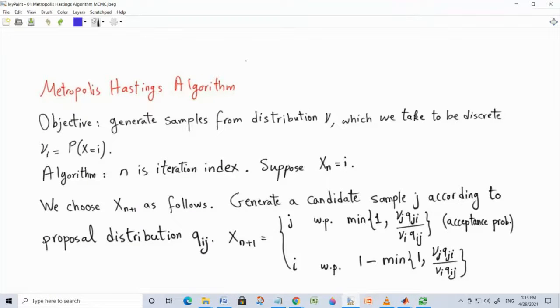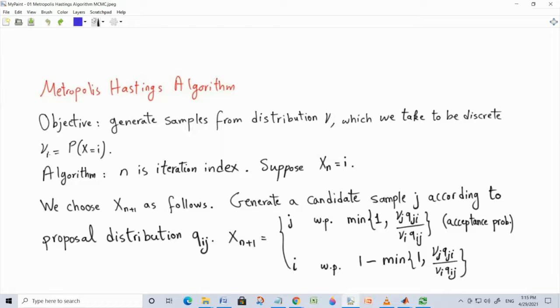Hello. Okay, so we are back to Markov chain Monte Carlo. Let me real quick try to review the part that we did in the previous lecture. We are trying to generate samples from a given distribution. For simplicity here, I'm taking the distribution to be discrete. The target distribution is mu i, the probability that the random variable X is equal to i. So we want to generate samples derived from that distribution.